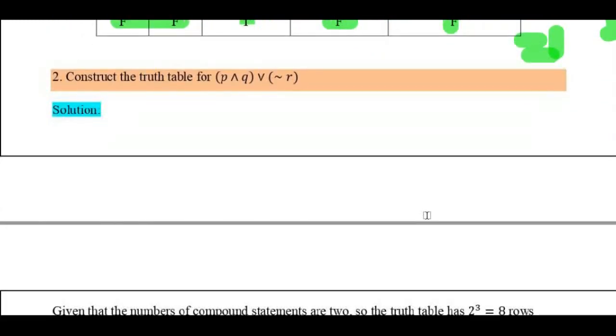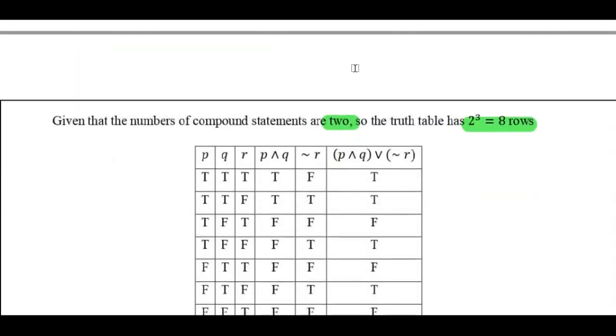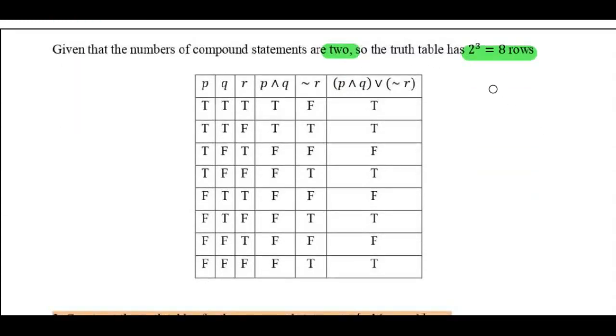Now we see the second example: construct the truth table for P ∧ Q ∨ ¬R. Here you see how many statements are given. Three statements are given, not 2. So the truth table is 2 power 3, equal to 8 rows. One statement is P, the second is Q, and the third is R. Once you know the R statement, only then can we find negation R.